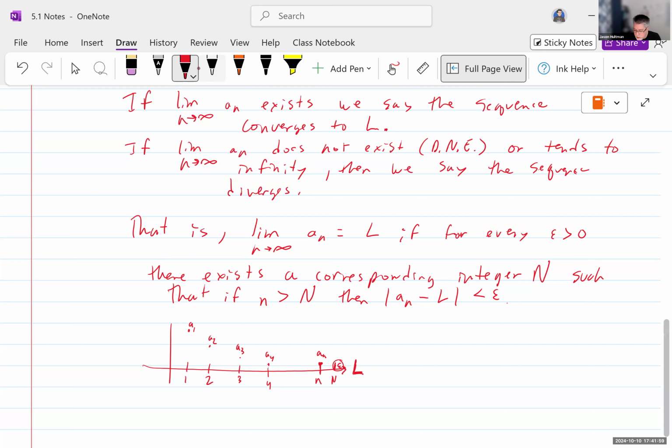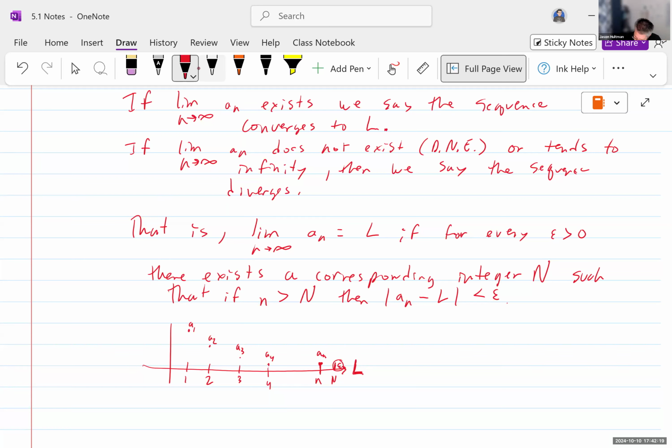And so if you want this to be within 1/1000th, then I go out to a certain n. If I want it to be within 1/1,000,000th, then I go out to another certain n. And I can always beat it.